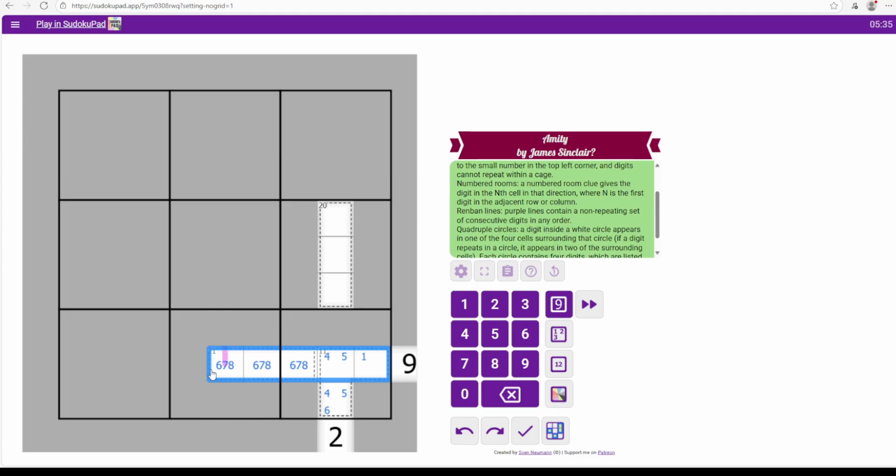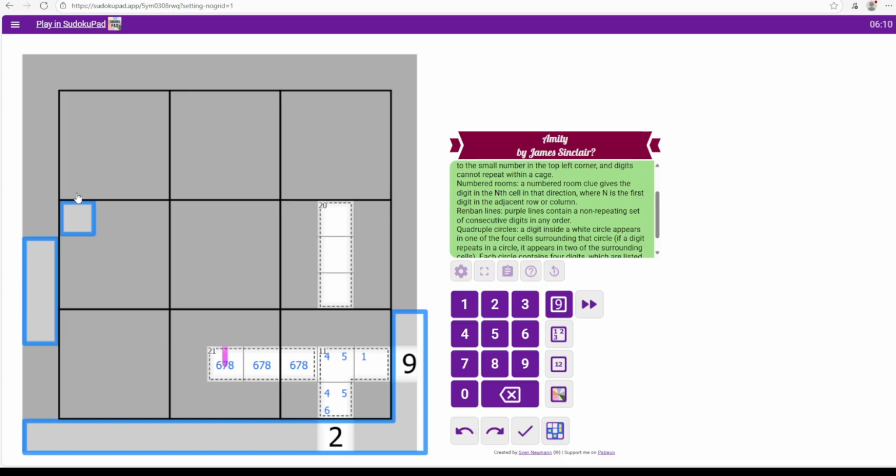Because it would imply 9 somewhere in here, right? And cell in that direction. N is the first digit in the adjacent row or column. Right, so what does that mean? If we assume that these have to be numbered run clues, right? Because it can't be anything else.